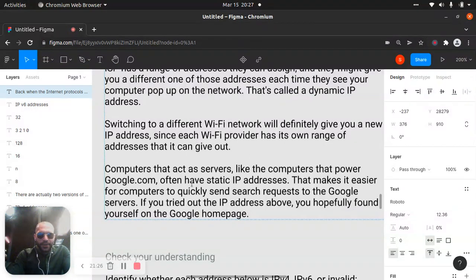So, computers that act as servers, like the computers at google.com, often have static IP addresses that make it easier for computers to quickly send search requests to the Google servers. If you typed out the IP address above, you hopefully found yourself on the Google homepage.